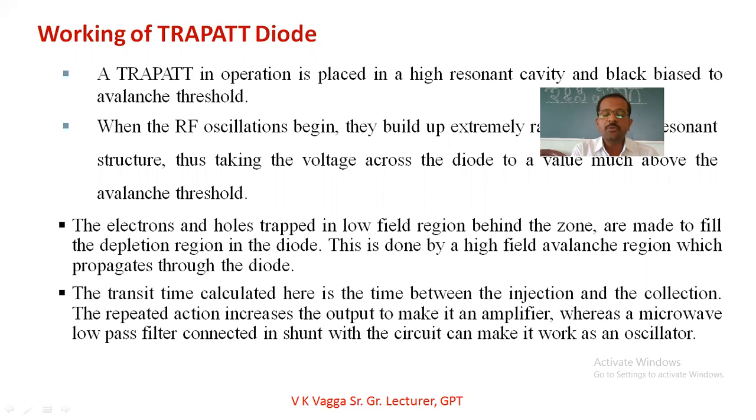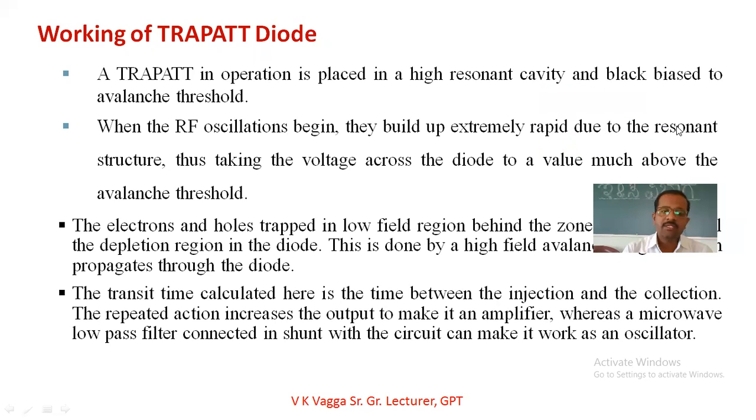Okay, so this repeated action increases the output, making it an amplifier. If it is repeated continuously, it increases the recombination of the electrons and the holes in the depletion region, and it acts as an amplifier here. And if you use a low pass filter along with this diode, it acts as an oscillator here. Okay, this is very simple. I am going to repeat it once again.